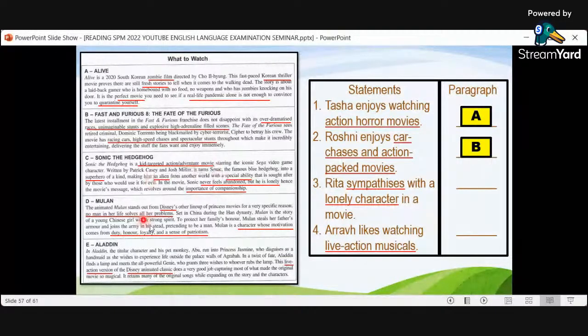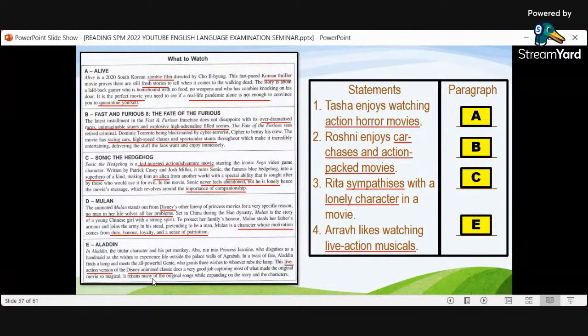Mulan doesn't talk about lonely, Aladdin doesn't, it's Sonic. So it would be C. And Araf likes watching live action musicals. And here it's live action version of Disney animated classic. Okay, so that would be E.